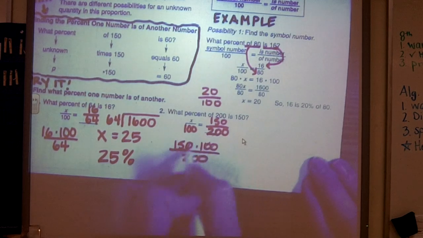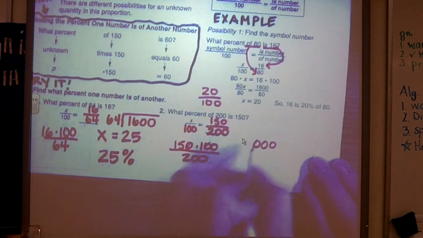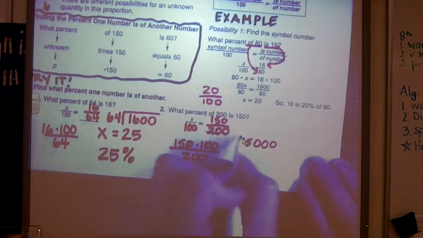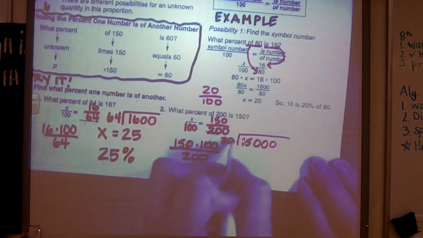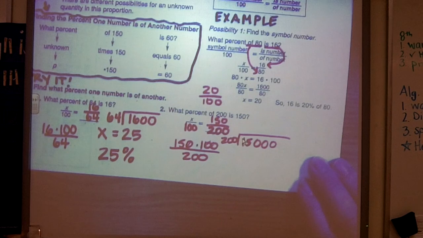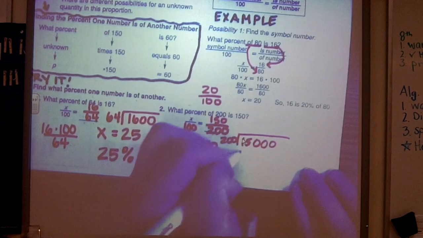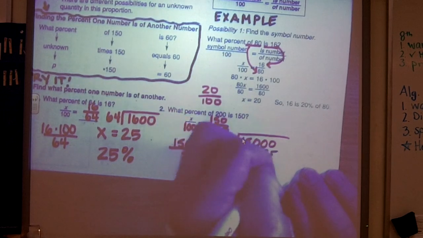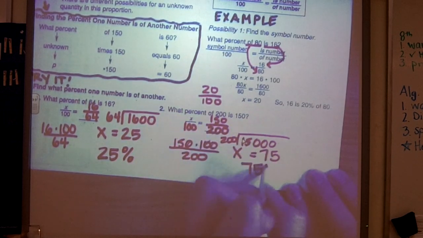I add 3 zeros at the end, and I am dividing 15,000 by 200. Please pause while you divide. And the correct answer is that x is equal to 75, or in this case, 75%.